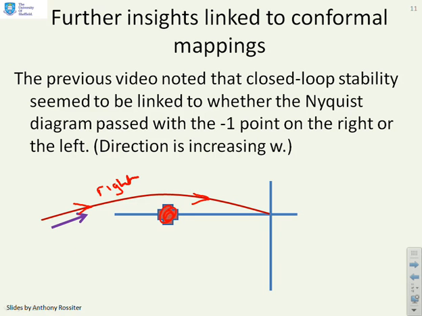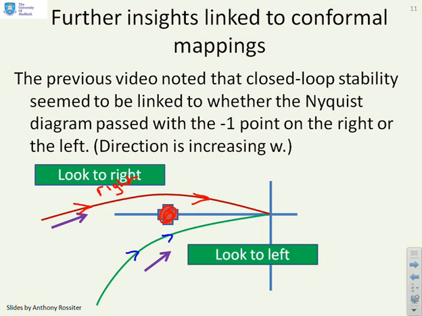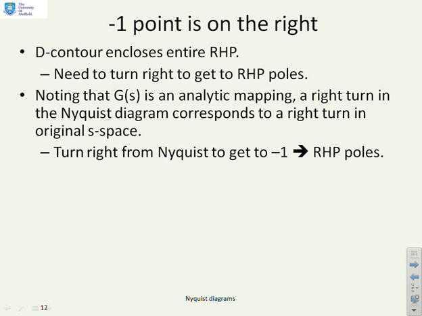You look to the right. Okay, so there we are. What about this one? Again, mark the direction of increasing omega with the arrow, and you'll say in this case we look to the left. So what we want to do is investigate why this might be. Why did the position of the -1 point on the left or the right seem to be important?